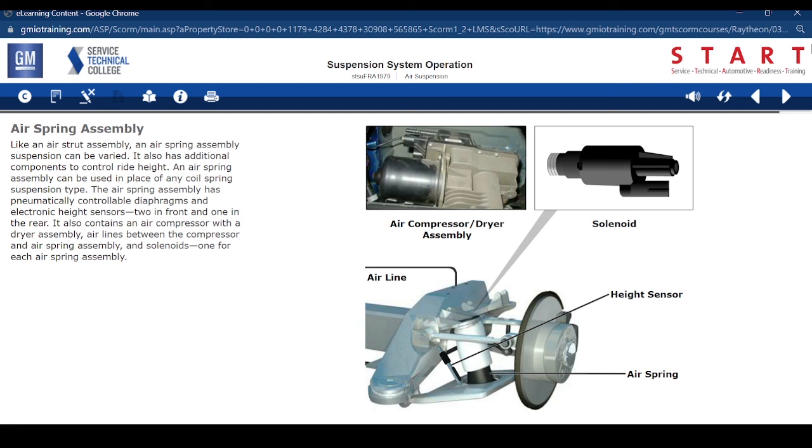The air spring assembly has pneumatically controllable diaphragms and electronic height sensors, 2 in front and 1 in the rear. It also contains an air compressor with a dryer assembly, air lines between the compressor and air spring assembly, and solenoids, 1 for each air spring assembly.